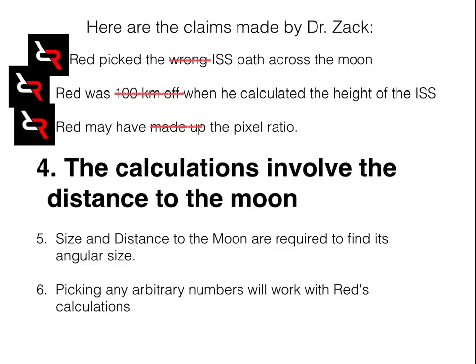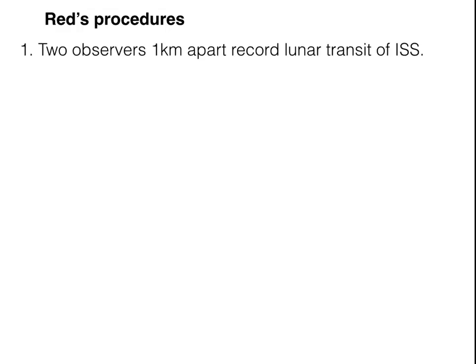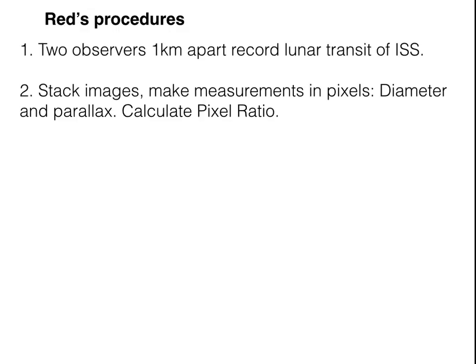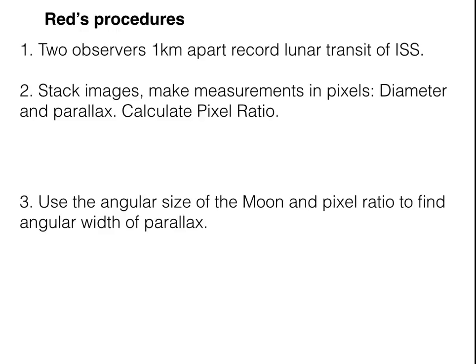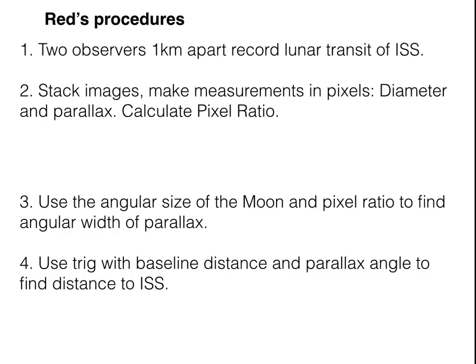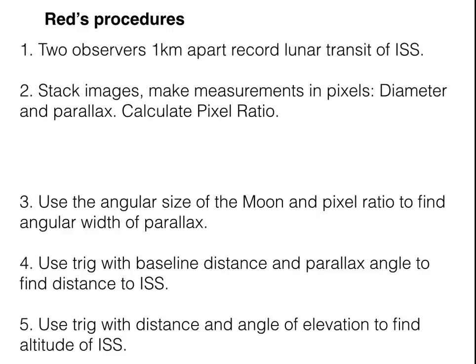Calculations involve the distance to the moon. So let's go through Red's procedures. We have 2 observers, about a kilometer apart. They make their observations, stack the images, we calculate the pixel ratio, and then use the angular size of the moon and the pixel ratio to find the angular width of the parallax. A little bit of trig gives us the distance, a little bit more trig gives us the altitude of the ISS.